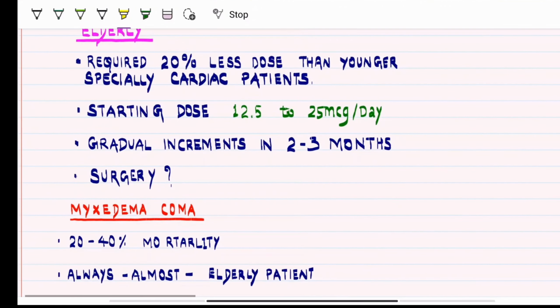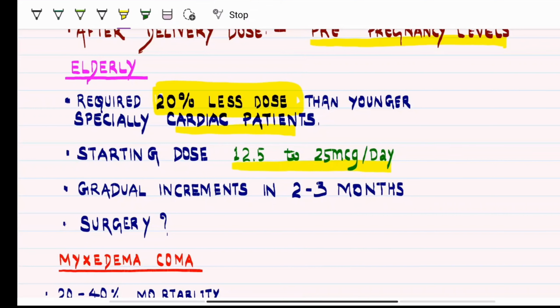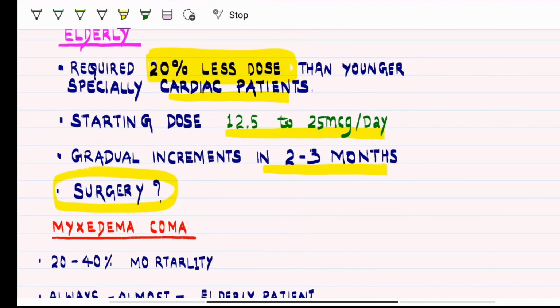In elderly patients, especially cardiac patients, the dose should be less, because an increased dose can cause AF, atrial fibrillation, or some other cardiac problem. So start slow dosing, like 12.5 to 25 microgram, with gradual increments over 2 to 3 months. In surgery cases, you should maintain a euthyroid state. That is better in case of surgery.